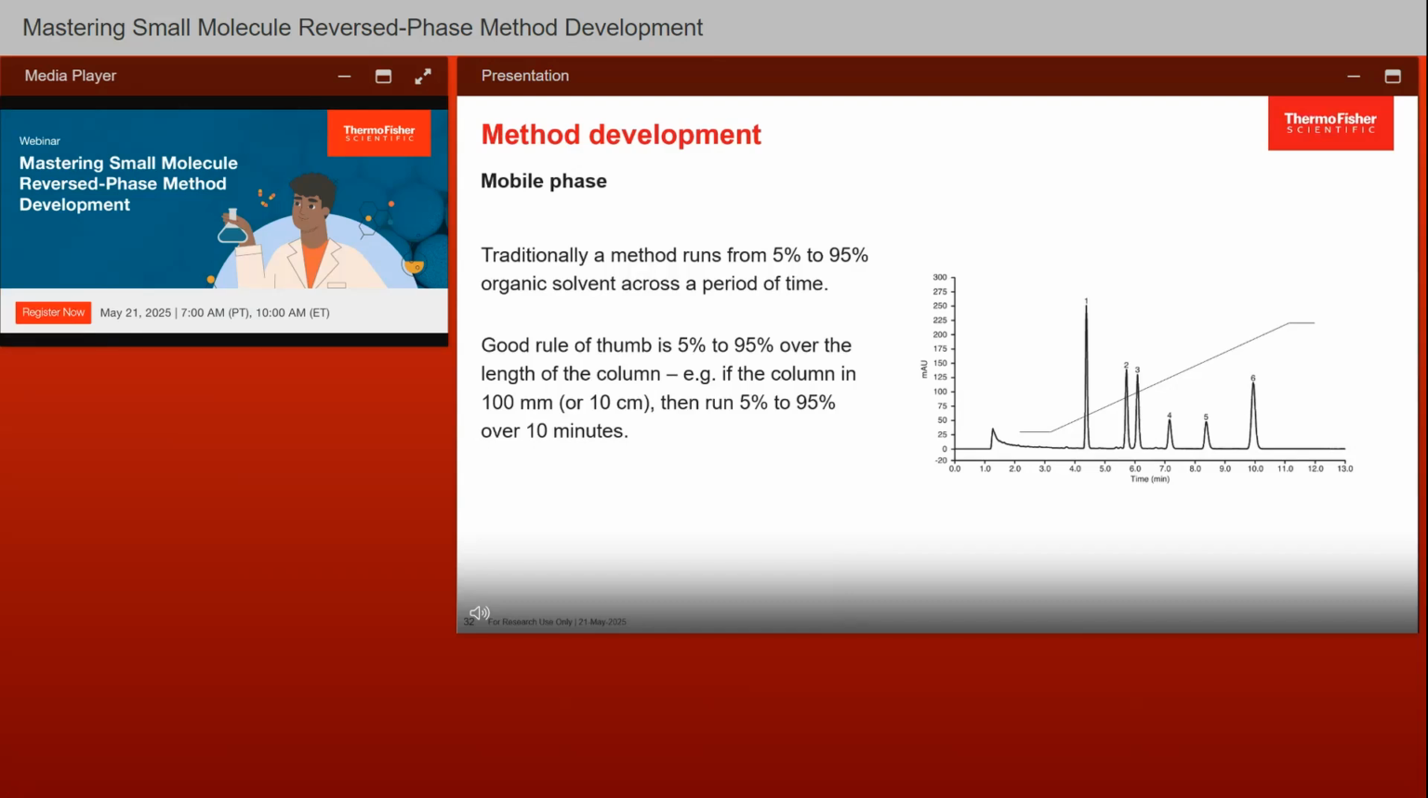The quickest and most traditional gradient method involves running the gradient from 5% to 95% organic over the length of the column. For example, if the column is 10 centimeters, a 10-minute gradient profile would be a good starting point. It is important to remember to go to higher organic levels at the end of the gradient, and that's to wash and recondition the phase before the next injection.